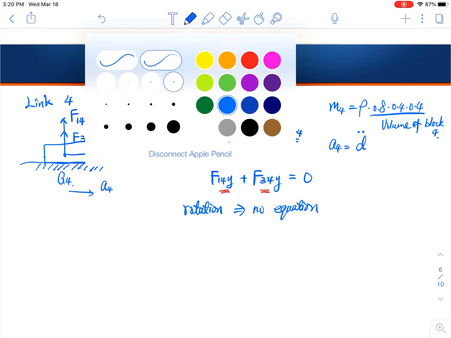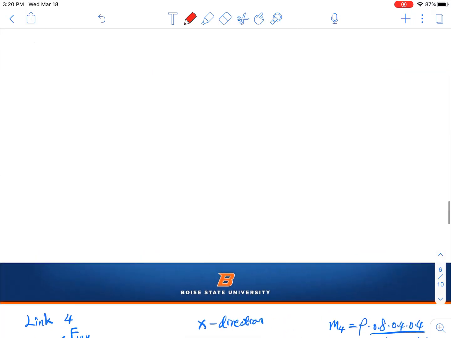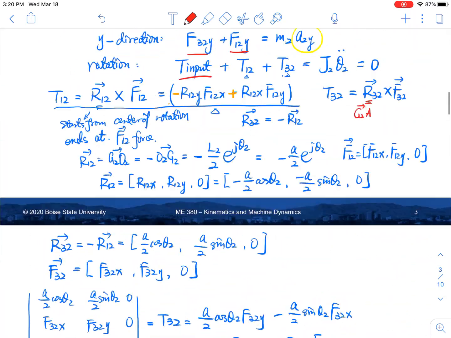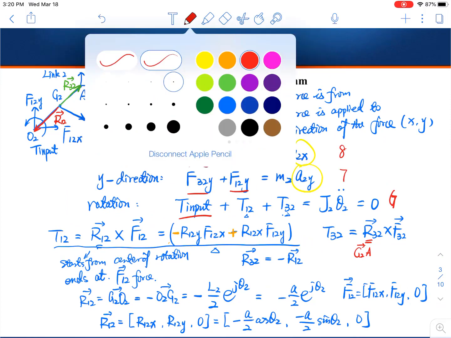So let's see. We have equation number 1, 2, 3, 4, 5, 6, 7, 8. We have 8 equations.